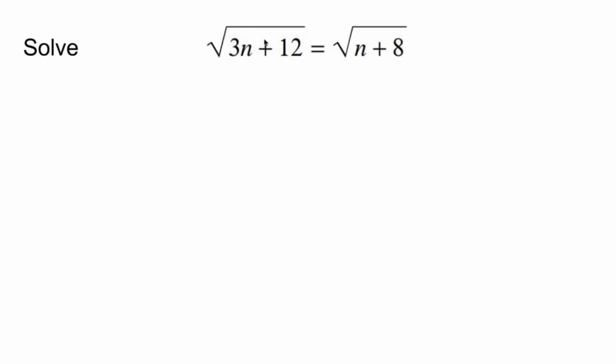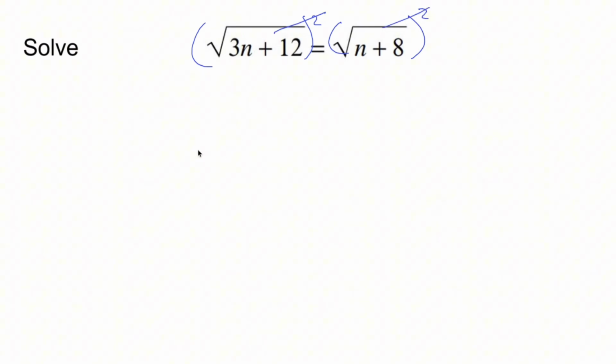Solve the square root of 3n plus 12 equals the square root of n plus 8. If you have the square root of stuff equals the square root of stuff, it's very simple. Square both sides and get rid of the square roots. You're allowed to do that. Squares and square roots cancel each other out.